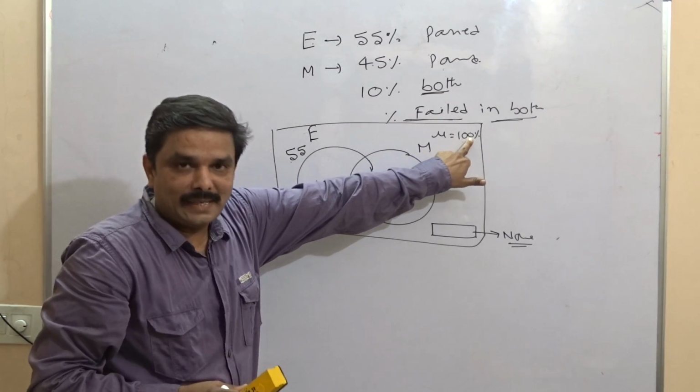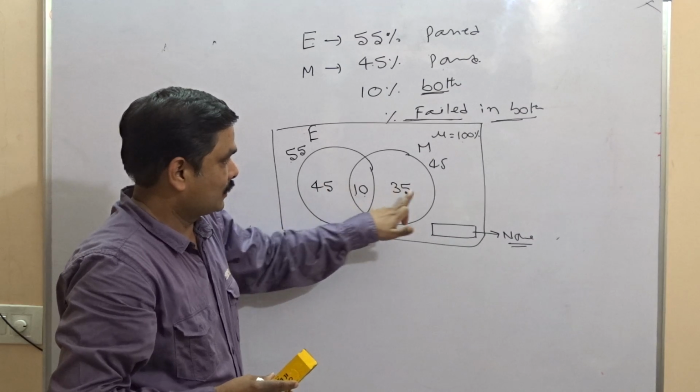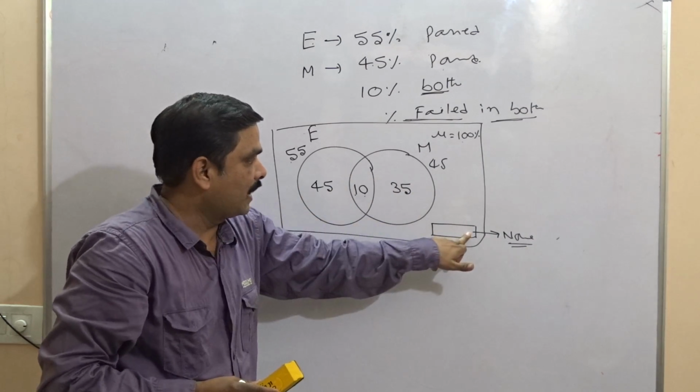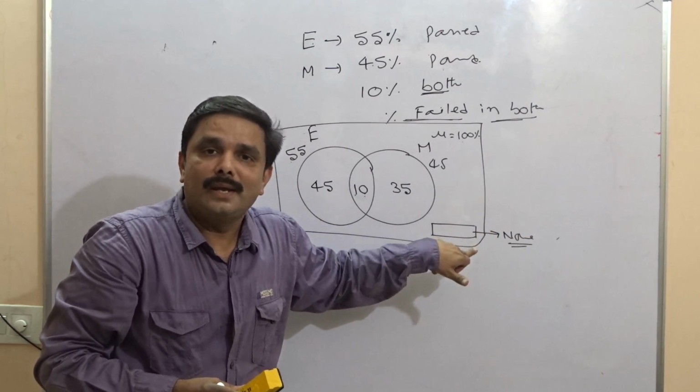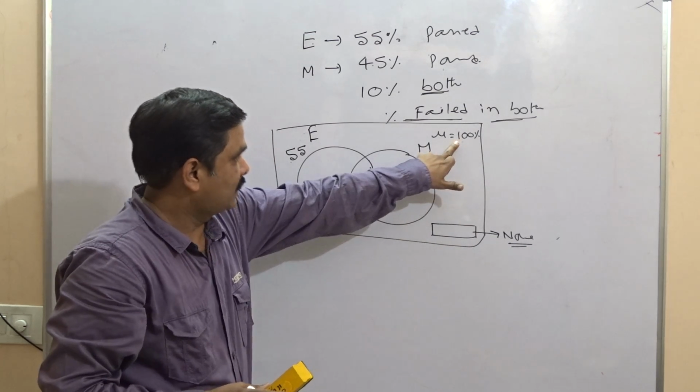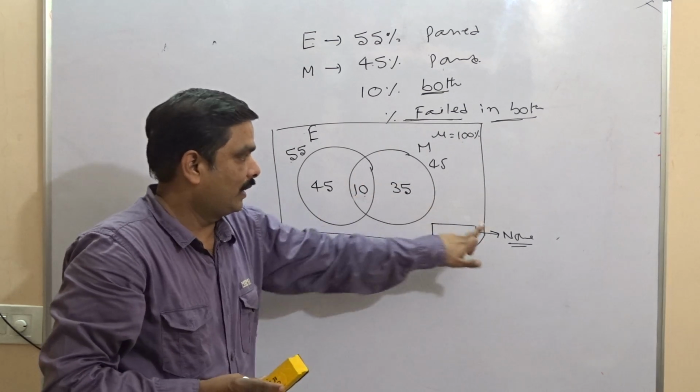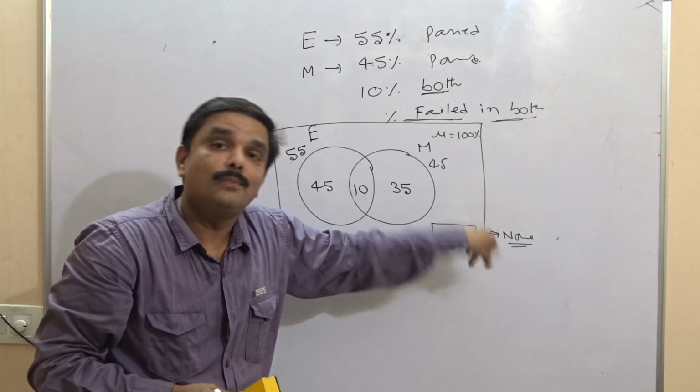Total minus passed in at least one will give me failed in both. That is called the none part, right? Total minus passed in at least one will give me failed in both, of course.